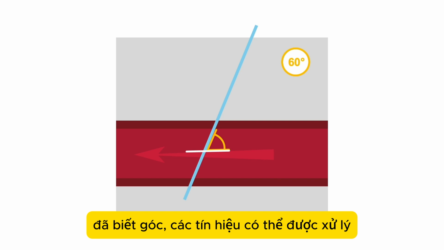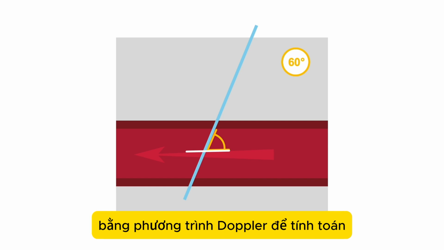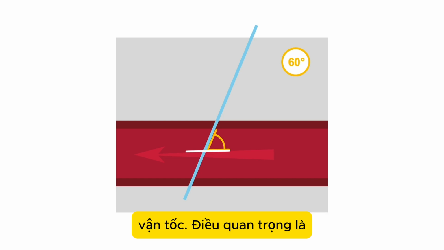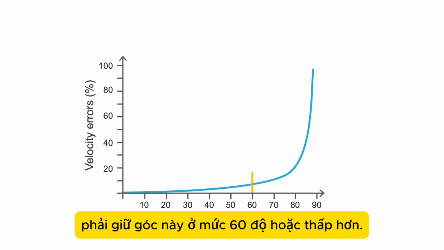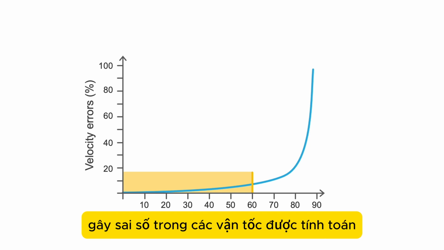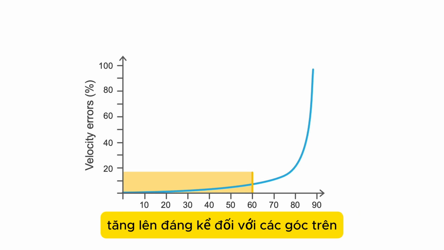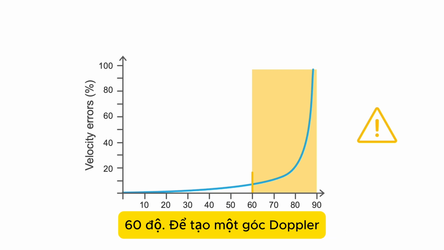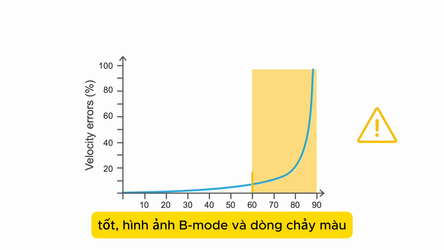Once the angle is known, the signals can be processed using the Doppler equation to calculate velocities. It is important to keep this angle at 60 degrees or less. As you can see here, the potential for errors in the calculated velocities increases significantly for angles above 60 degrees.